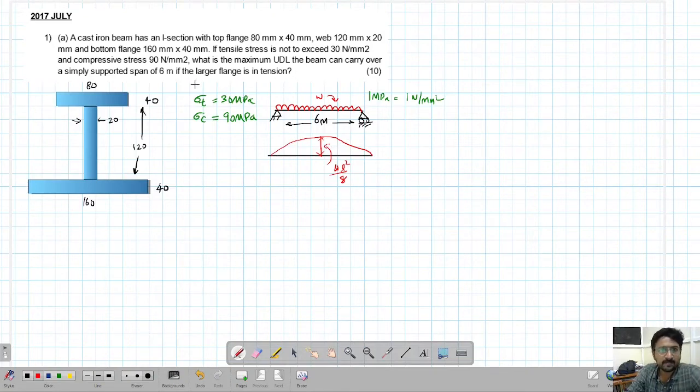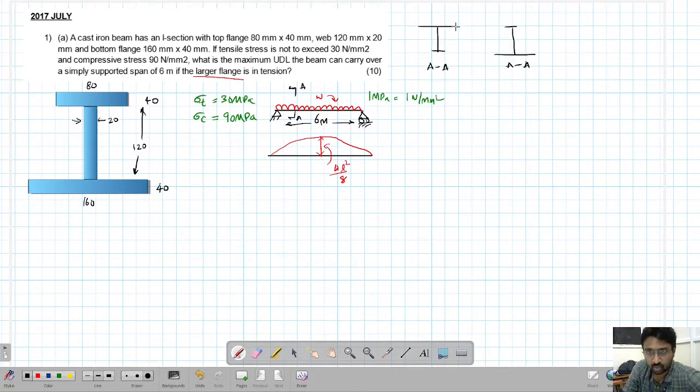One more thing is given here: the larger flange is in tension. Now what is the use of this? If you take a cross section here, let's say AA, it can be this, or it can also be this. So how do you place this beam? You can place the longer flange at the top, or you can place the longer flange at the bottom. Now the larger flange is in tension, so they're telling us the bottom flange, this largest flange, is in tension.